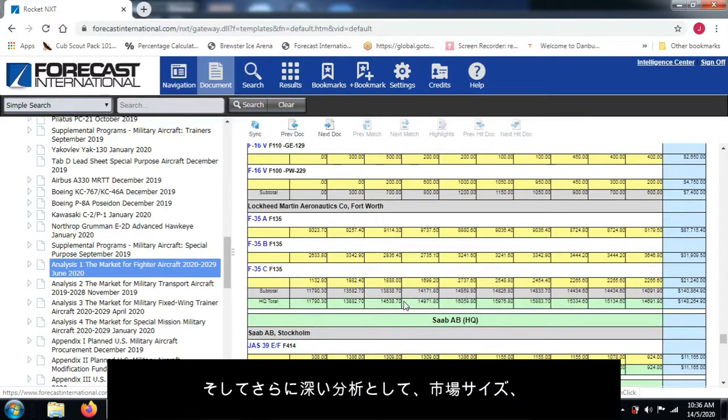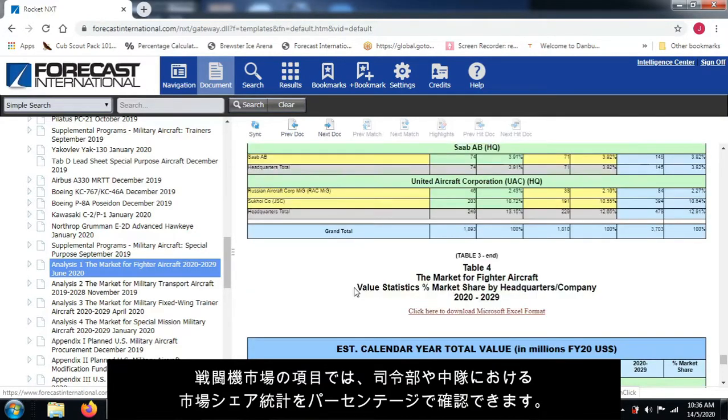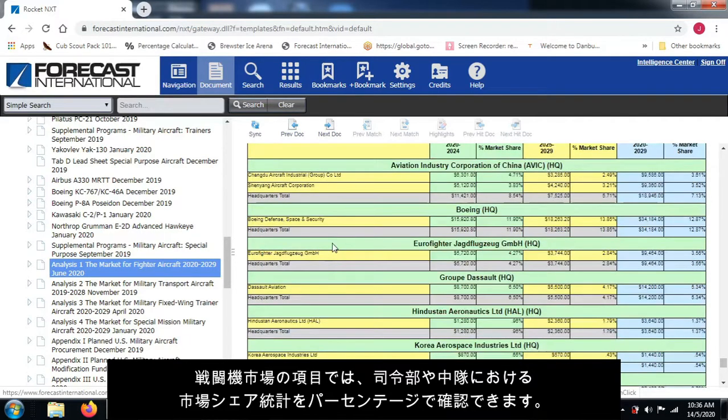And then we get into some deeper analysis and market sizing. The market for fighter aircraft value statistics by percentage of market share by the headquarters company. So you can start to see.